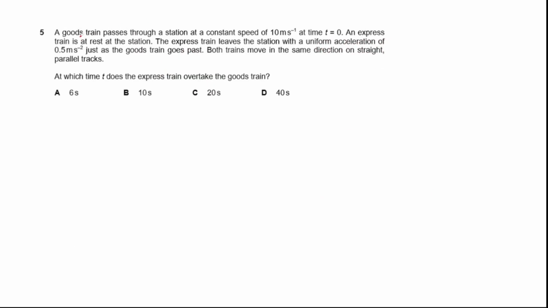So the next one is, a goods train passes through a station at a constant speed of 10 meter per second at a time t is equal to 0. An express train is at rest at the station. The express train leaves the station with a uniform acceleration of 0.5 meter per second square just as the goods train goes past. Both trains move in the same direction on straight parallel tracks. At which time t does the express train overtake the goods train?